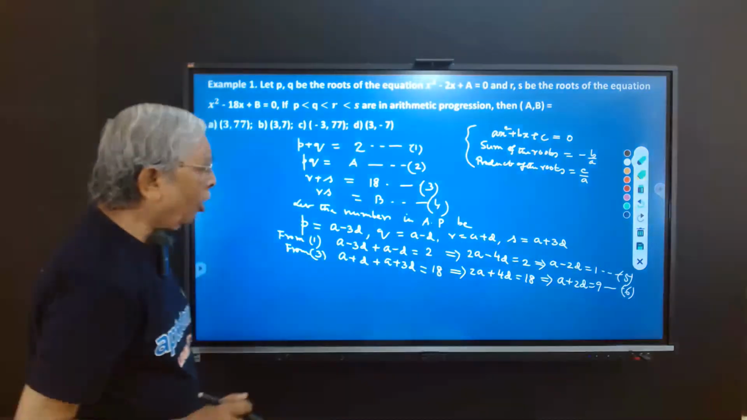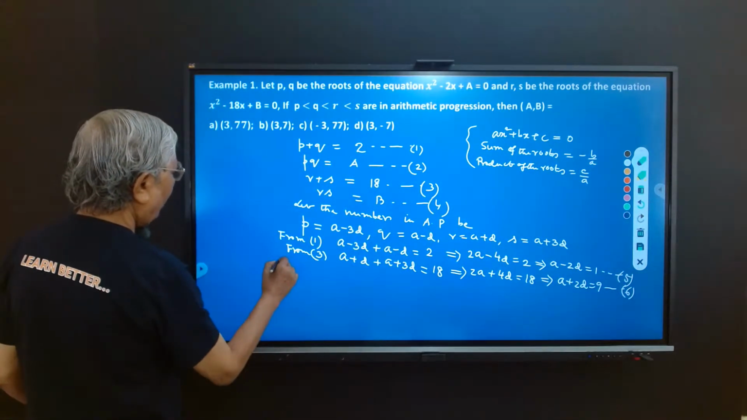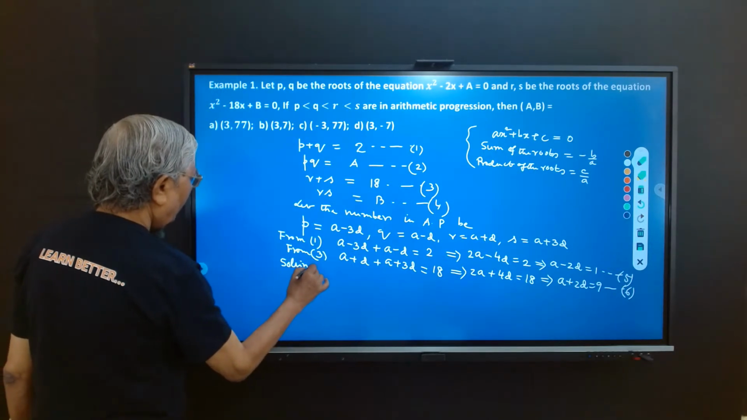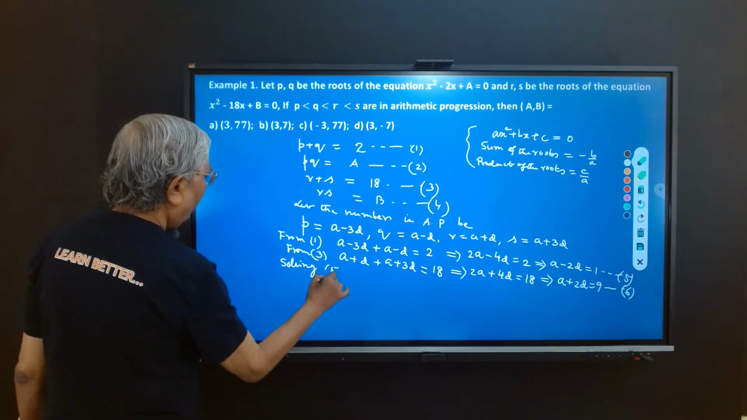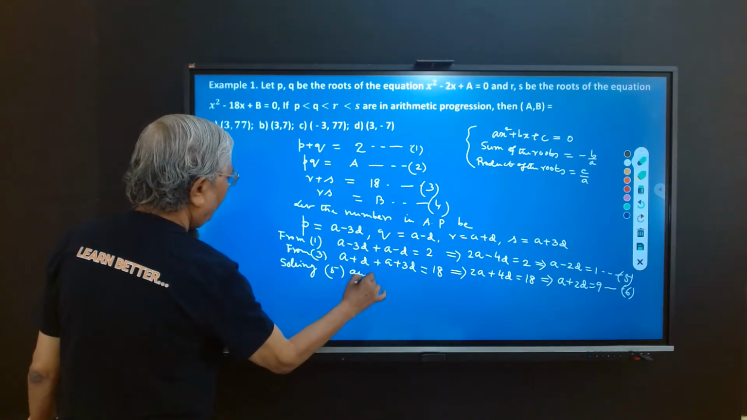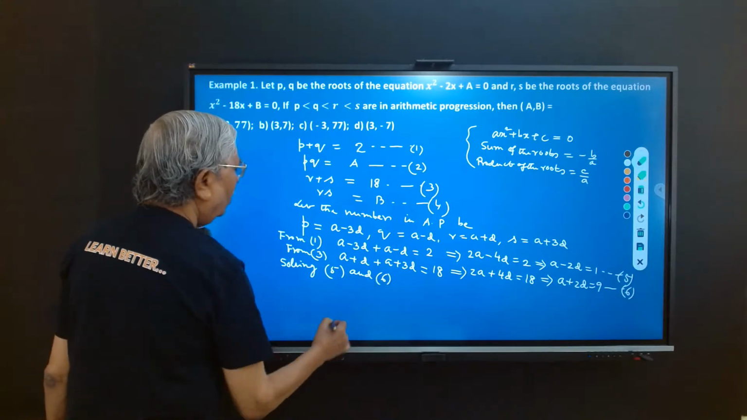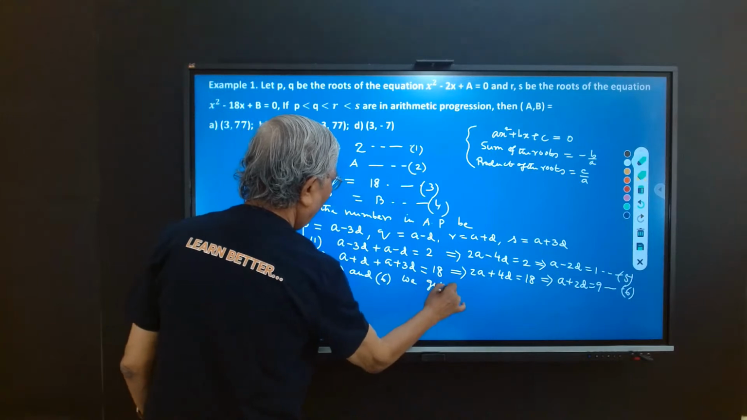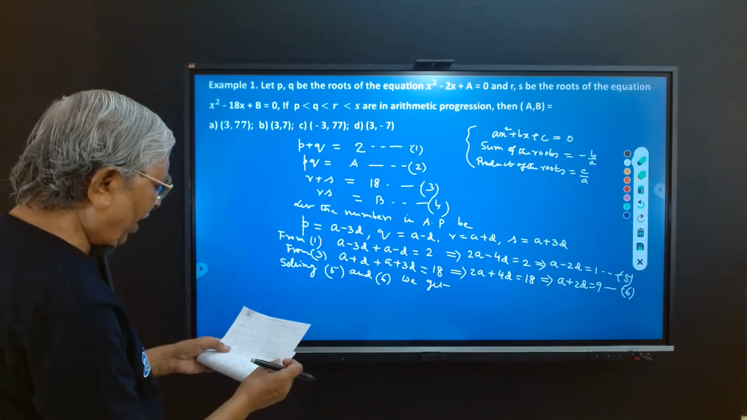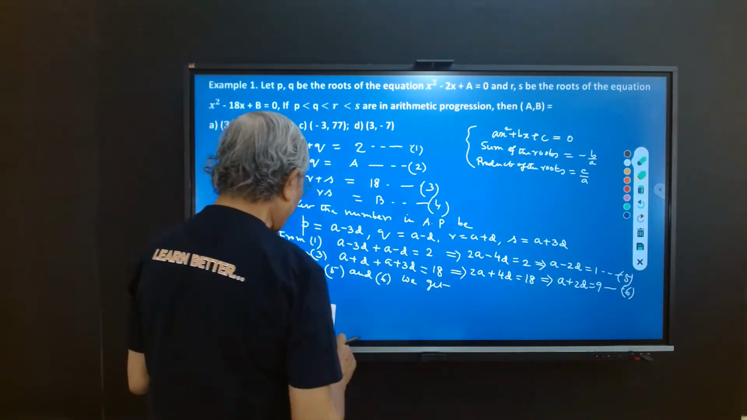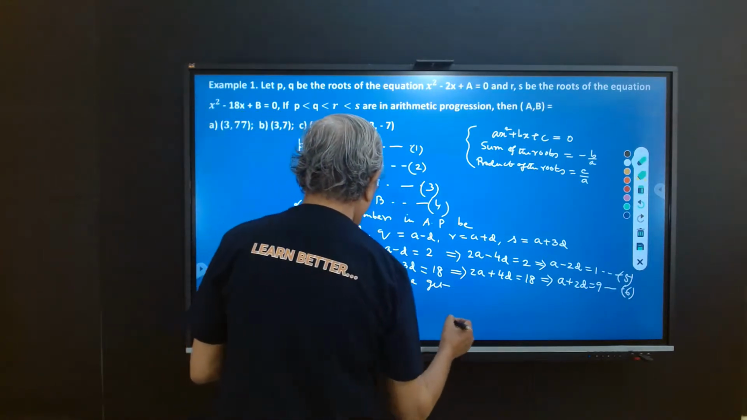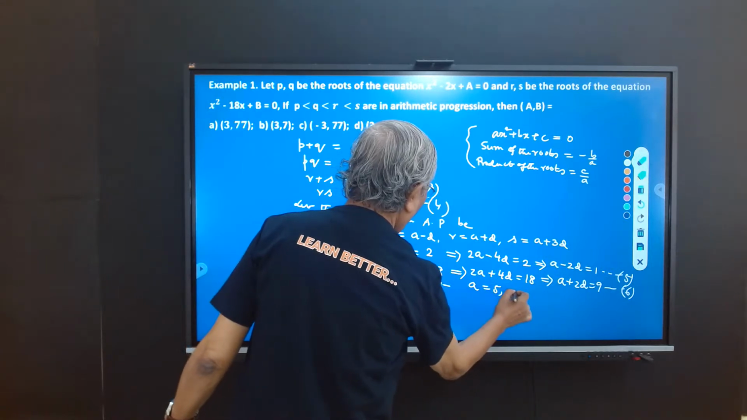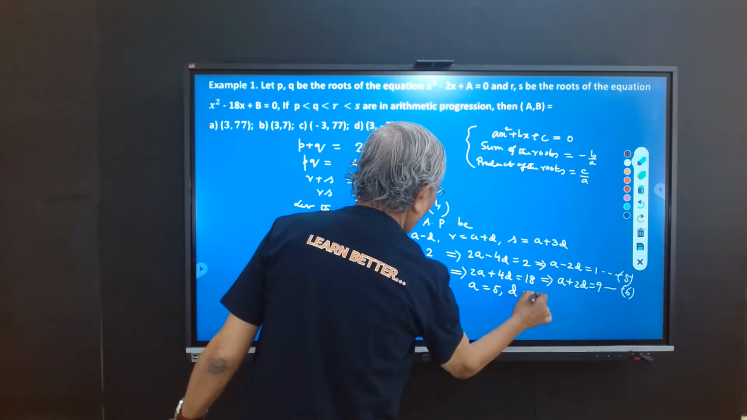Now solving these two equations, 5 and 6, what do you get? Solving 5 and 6, we get a equals 5 and d equals 2.